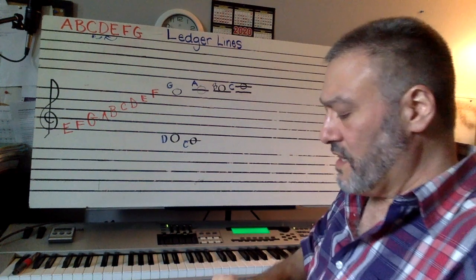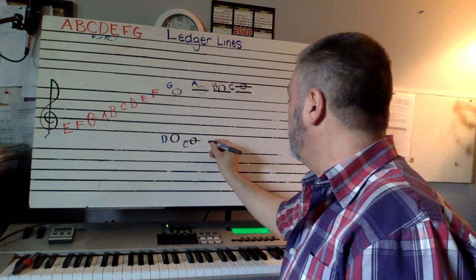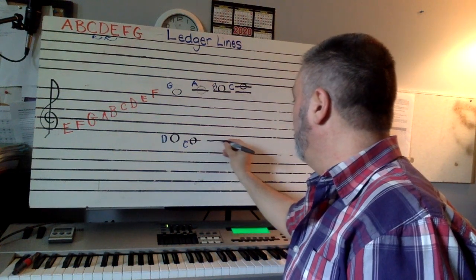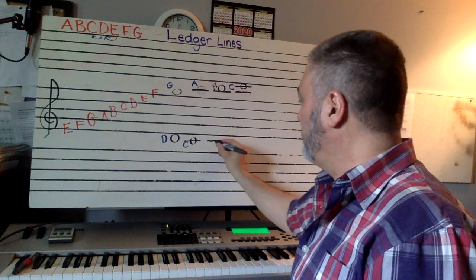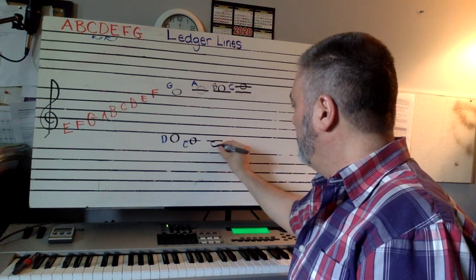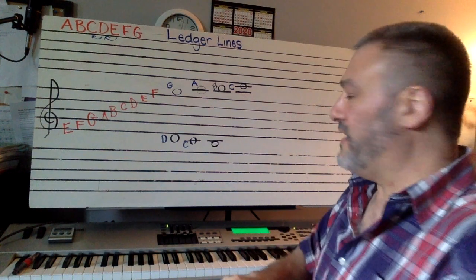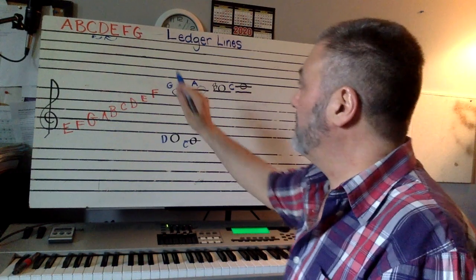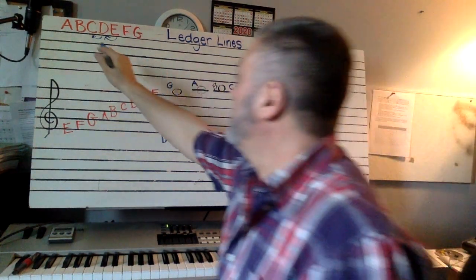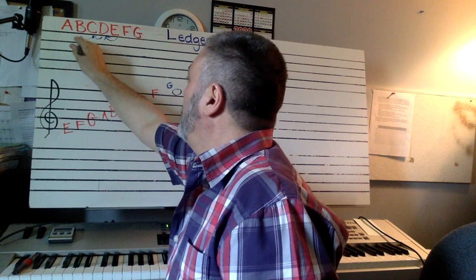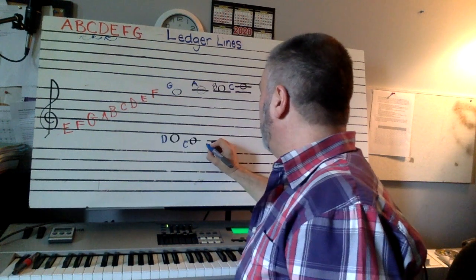Okay. The next note would be a space note, not a line note. Still have to put the ledger line there to identify the position of that note. Okay, let's go backwards one more note. So from C back one is going to be B.